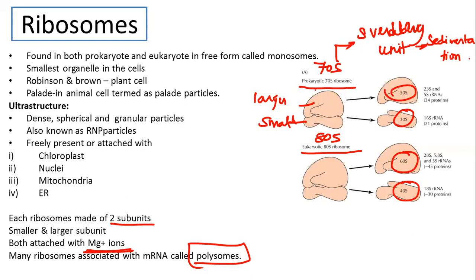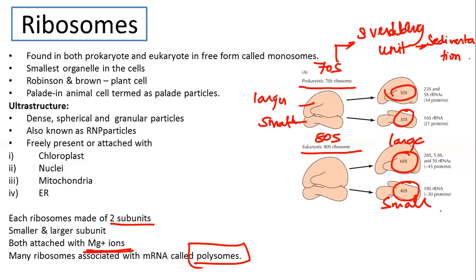Two types of ribosomes are there: 70S ribosome, which is present in prokaryote, and 80S ribosome, which is present in eukaryote. 70S will be divided into 50S large and 30S small, whereas 80S will be divided into 60S large and 40S small. Hope you all understood what I'm trying to say.